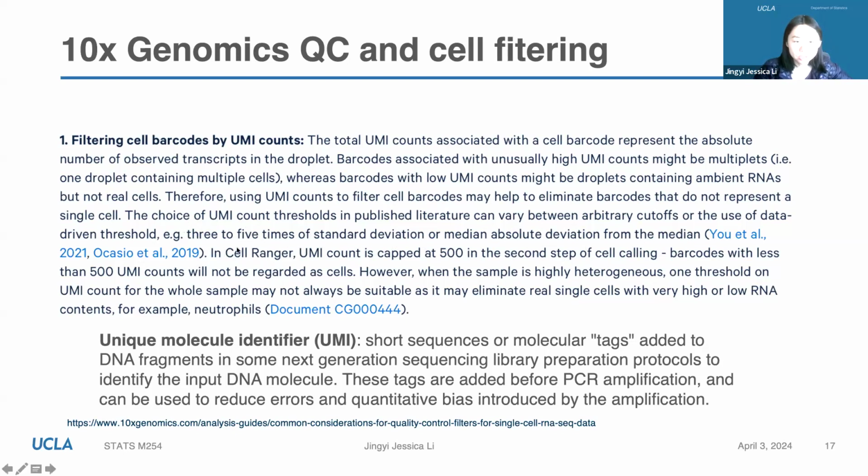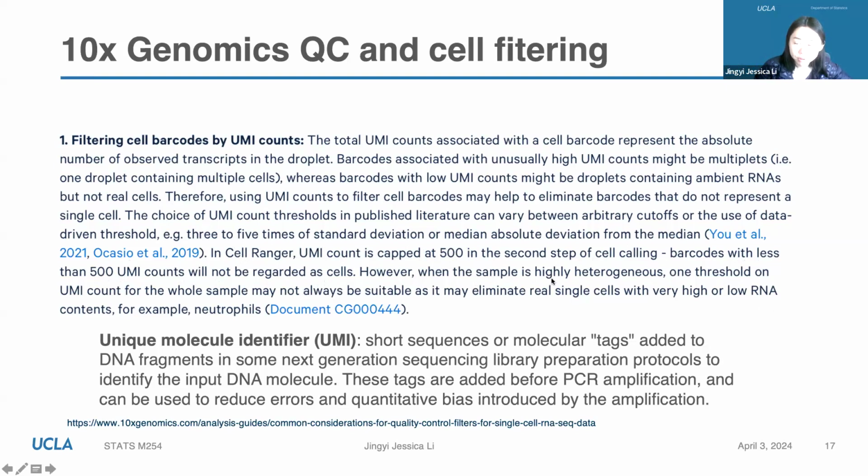Okay, Cell Ranger is the software developed by 10x Genomics for pre-processing of reads. You will use Cell Ranger to get a UMI count matrix, which you can input into Seurat. Cell Ranger takes care of the read to count steps. In Cell Ranger, UMI count is capped at 500 in the second step of cell calling. Basically, you will not get UMI counts lower than 500. This is already done in Cell Ranger. Barcodes with less than 500 UMI counts will not be regarded as cells.